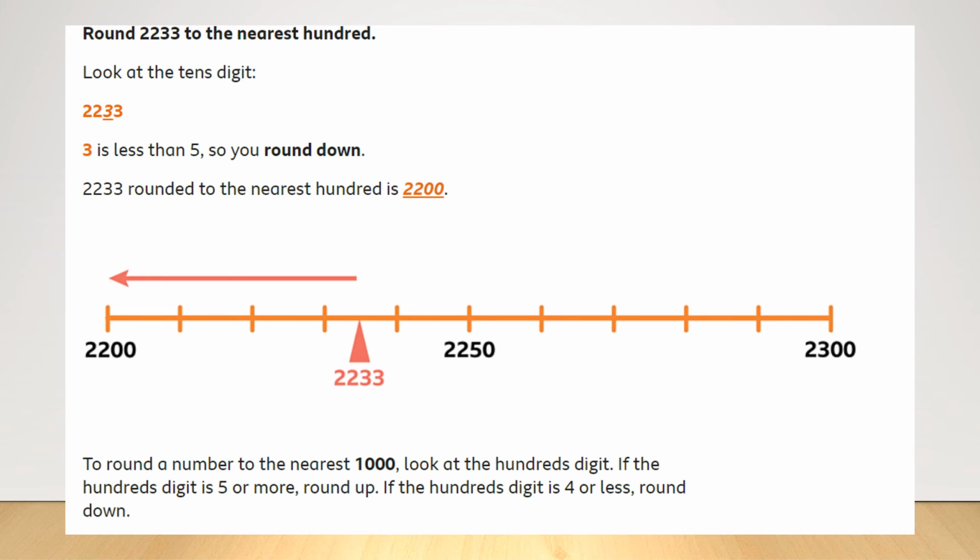Okay, next example here. Round 2,233 to the nearest 100. So if I'm rounding to the nearest 100, what digit do I need to look at?